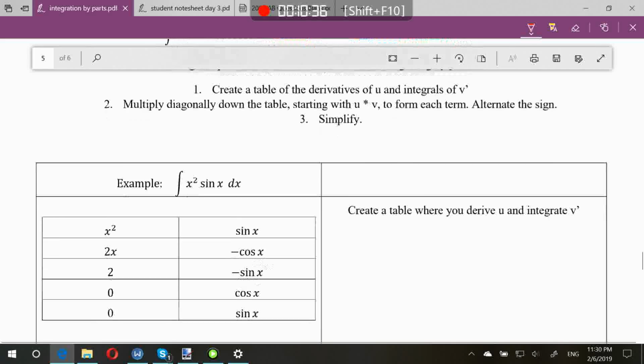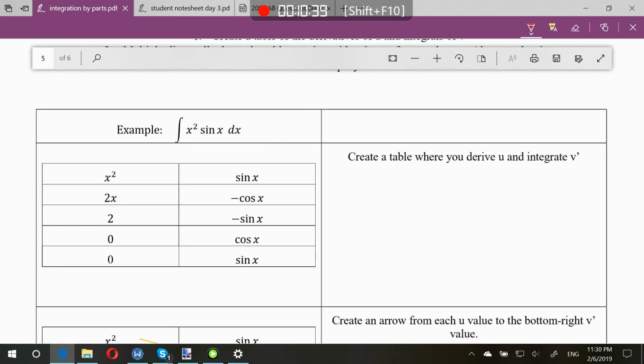I'm going to start off by creating a table of values for what we want to integrate by parts. So here I have the integral of x squared sine x. So I'm going to put everything that I'm going to derive on the left side and everything that I'm going to integrate on the right side. So my first part, this is my u, which is x squared, and my second part, my v prime, is the sine of x. Then I'm just going to work my way down and keep deriving the parts that I will derive and integrating the parts that I will integrate.